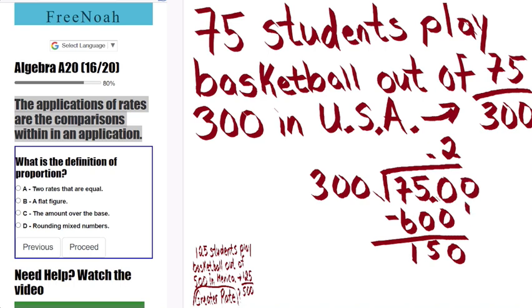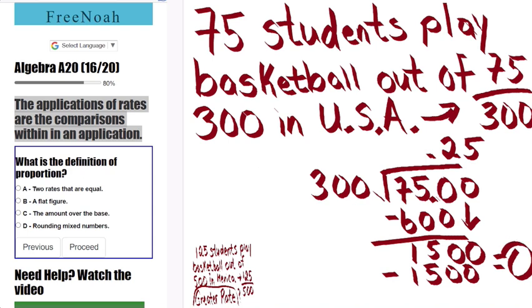Let's borrow another 0 here, drop it down, and now 300 goes into 1500, roughly around 5 times. So we'll go ahead, 5 times 300 gives us 1500, and 1500 minus 1500 gives us 0. So now we've got a unit rate of 0.25. Okay, so that's a unit rate there.